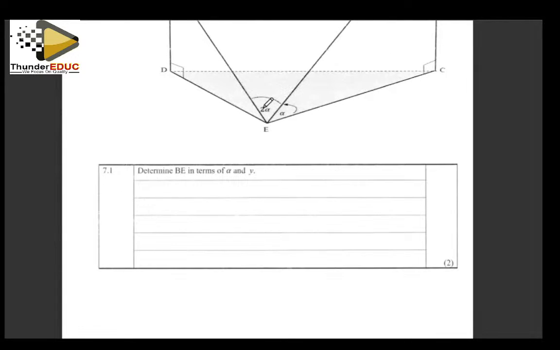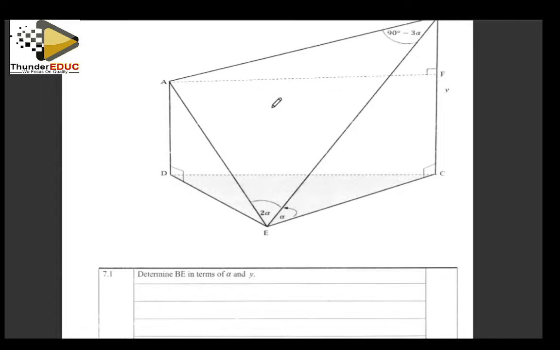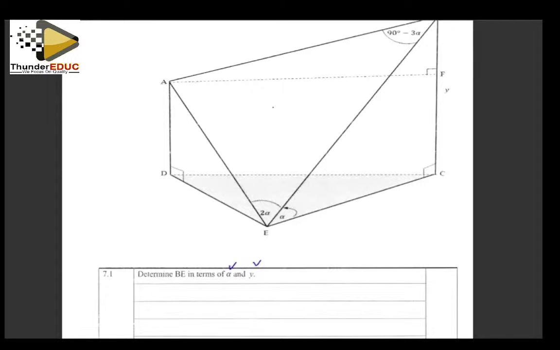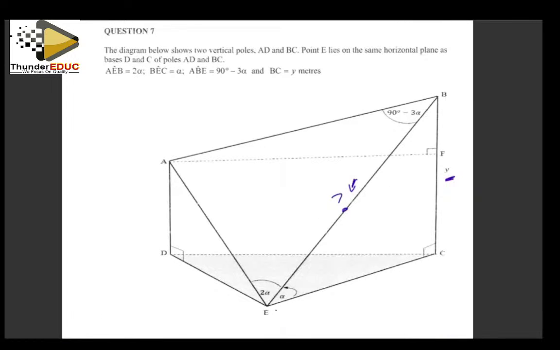Then the first question: can we express BE in terms of alpha and y? BE, this distance. If we look, this is a right angle triangle, so we can use our trig ratios. This is the opposite, this is the hypotenuse. So we can use the sine and say sine of alpha is equal to the opposite over the hypotenuse, which is BE. Make BE the subject, which should be y over the sine of alpha. So that is 7.1. Then 7.2.